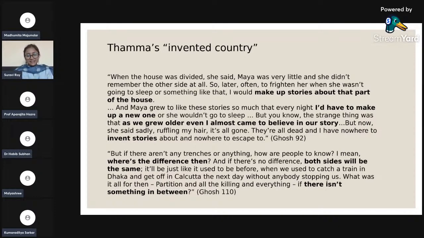Brings us to why Thamma becomes so confused when she realizes that when she flies from Calcutta to Dhaka, she'll not be able to see any borders or trenches. And that's when she asks the very pertinent question: if there is no difference, if there really is no difference, then we are all the same. And if they are all the same, then the borders separating two similar things don't make sense. And definitely the violence or the bloodshed that was generated because of the border or the boundary line that was drawn, that doesn't make sense either.